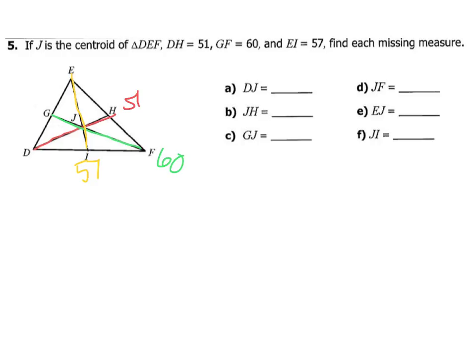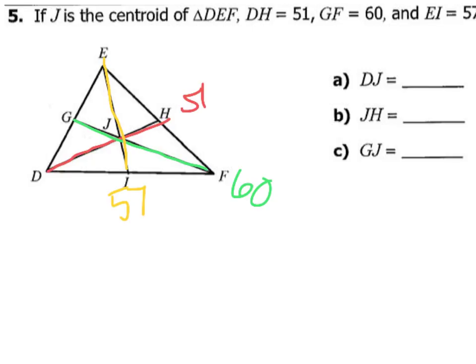Now, when you're given the whole median, in order to find the two parts, the bigger part and the smaller part, what you would do is divide the median by 3. So we would say 57 divided by 3. What does that equal? 57 divided by 3 equals 19. So we know that GI is 1/3 of the median. So GI is 19, and EJ is 2/3 of the whole median. So 19 times 2 gives us 38. So EJ is going to be 38.